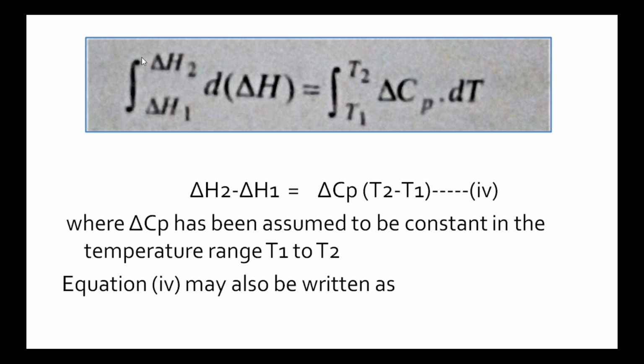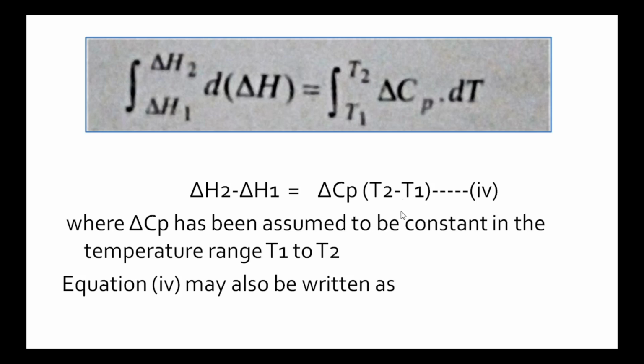Then that equation becomes integral of delta H1 to delta H2 d of delta H is equal to integral of T1 to T2 delta Cp dT. Here delta Cp is taken as a constant, so it is taken out of the integral. Then we get here integral of d of delta H means its value is delta H. So applying the limits, we get the answer delta H2 minus delta H1. On the right hand side, delta Cp is kept constant, then we get integral of dT. Integral of dT means its value is T. So by substituting the limits, we get T2 minus T1. This is equation 4. This T2 minus T1 is taken to the left hand side.